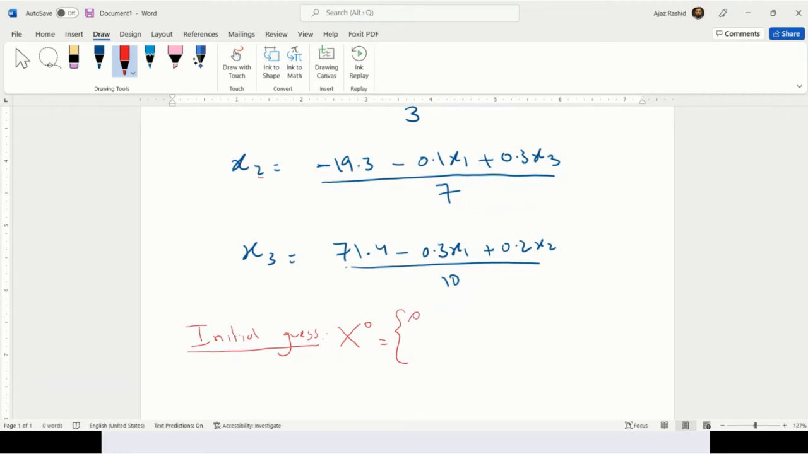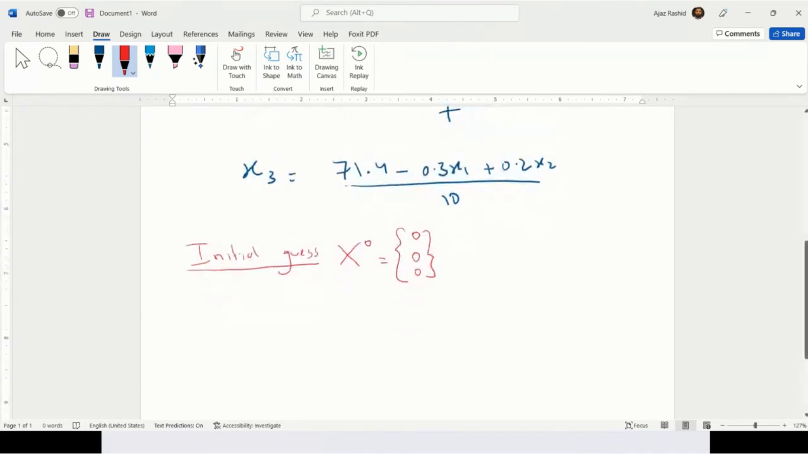I can take, for example, 0, 0, 0, or 1, 1, 1, or 1, 2, 3, or 1, 0, 1. Anything. These are guess values. You take anything that you like. Let's say I'm going to take here now 0, 0, 0. This is my initial guess value. I'm going to take all of them to be equal to 0.